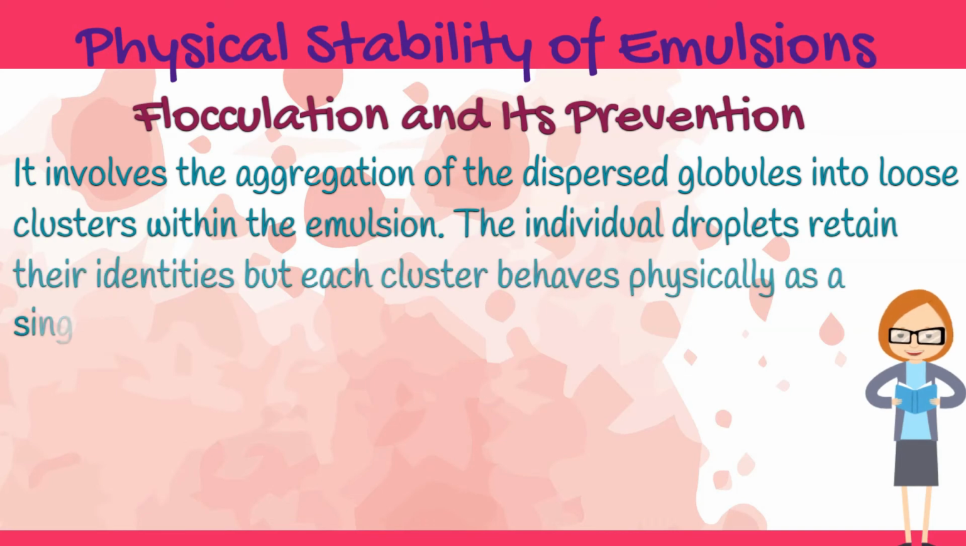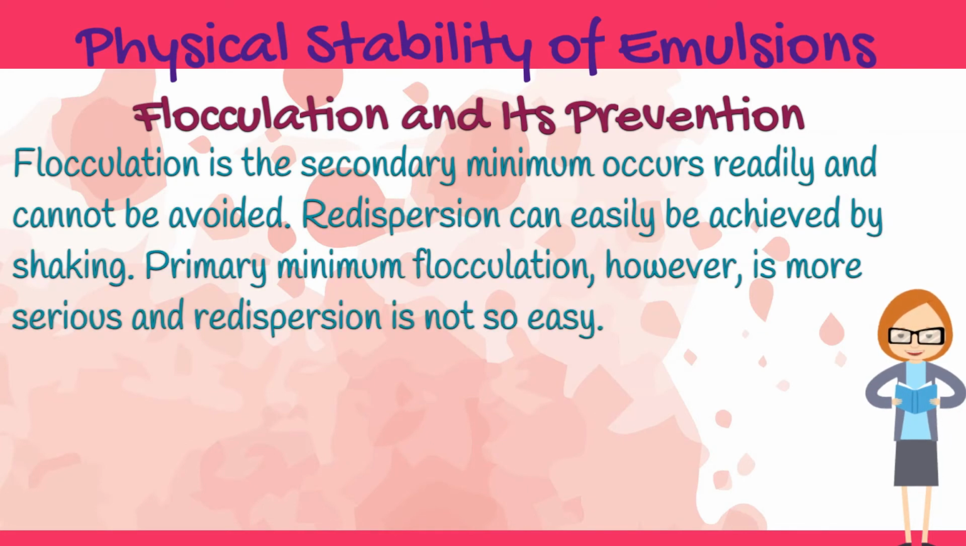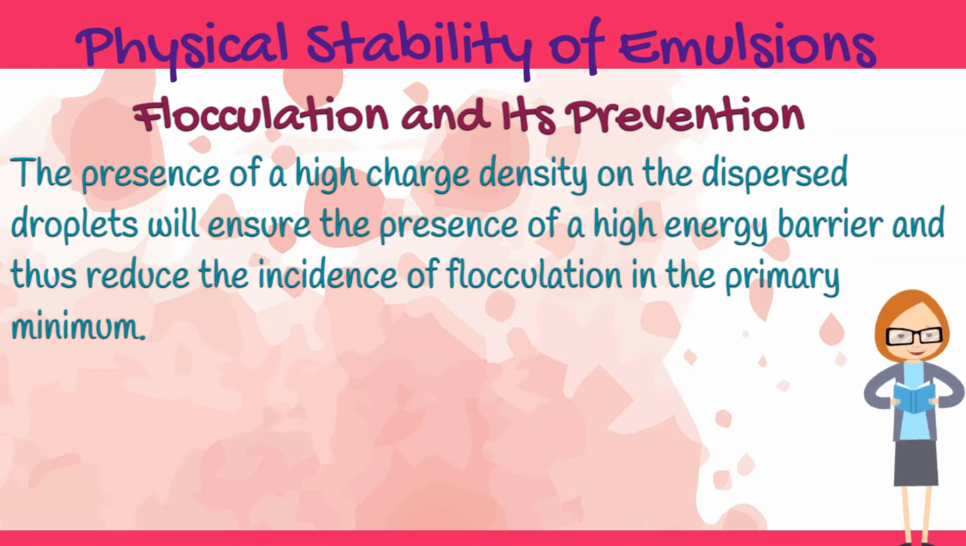Flocculation involves the aggregation of the dispersed globules into loose clusters within the emulsion. The individual droplets retain their identities, but each cluster behaves physically as a single unit. Flocculation in the secondary minimum occurs readily and cannot be avoided. Redispersion can easily be achieved by shaking. Primary minimum flocculation, however, is more serious, and redispersion is not so easy. The presence of a high charge density on the dispersed droplets will ensure the presence of a high energy barrier, and thus reduce the incidence of flocculation in the primary minimum.